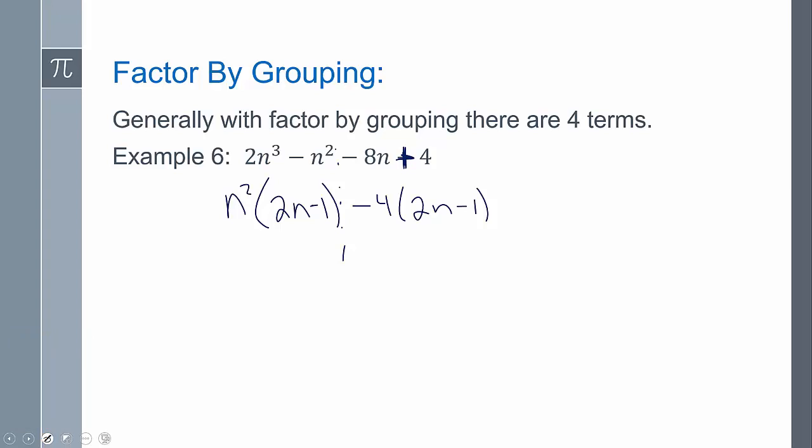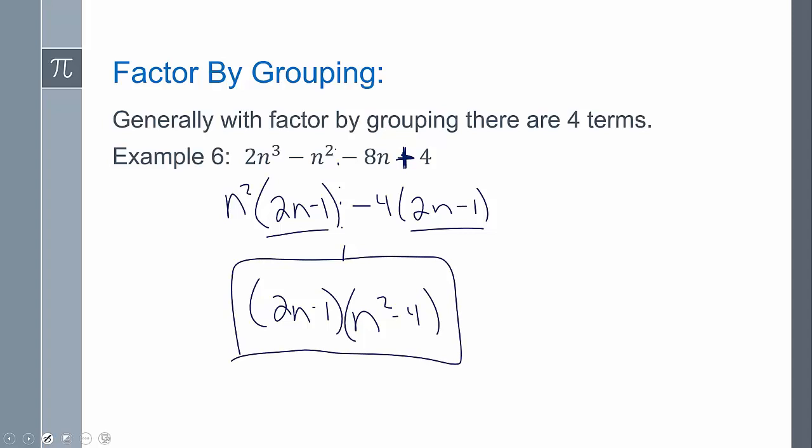So now what's in common here? So 2n minus 1. What's in front? n squared minus 4. That's my answer. Now technically this factors further, but we're not doing that just yet. So we're not worrying about that too much yet.